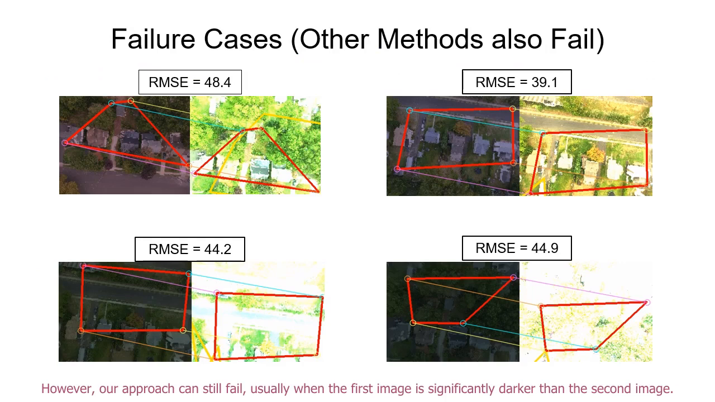However, our approach can still fail, usually when the first image is significantly darker than the second image. A potential solution could be to apply a left-right consistency in the loss function.